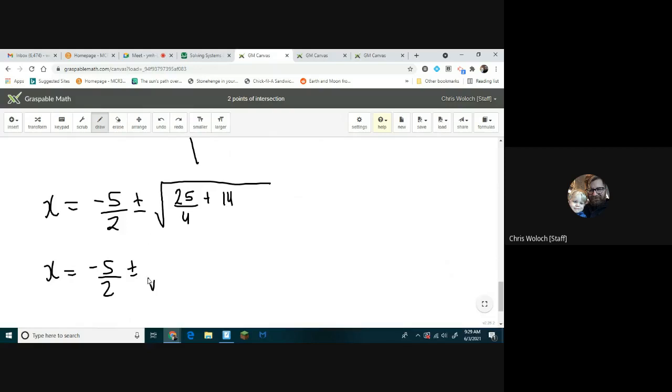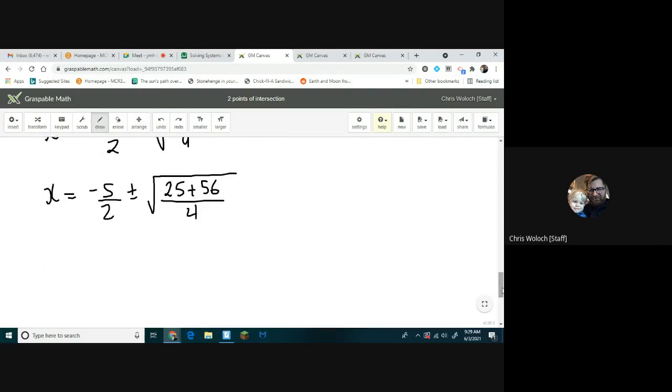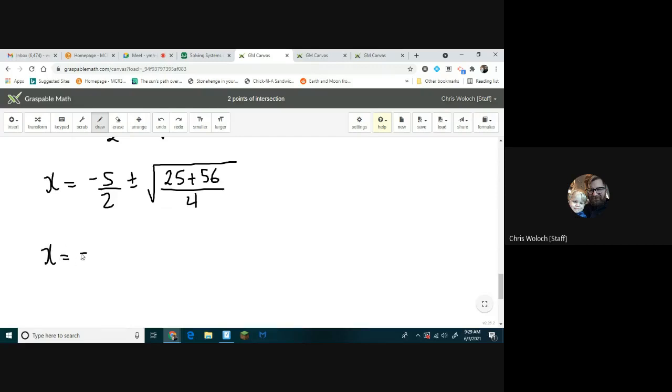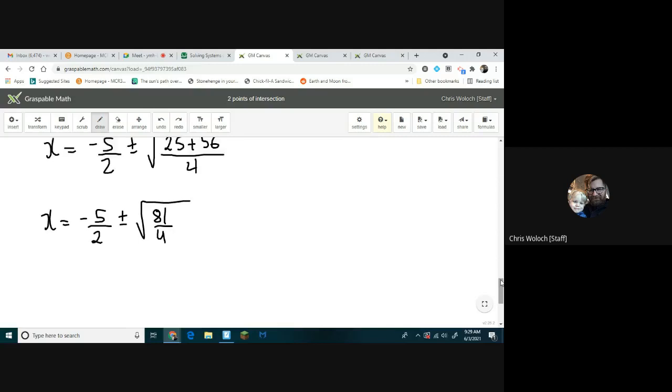And this one, I'll have to get a common denominator, which is going to be 4. So it's going to be 25 plus 56/4. So then x equals -5/2 plus or minus square root. So that's going to be 81/4. And then now, oh, I'm so happy, guys. This is great because 81 and 4 are perfect squares. Wow. All that work, I was getting stressed out.